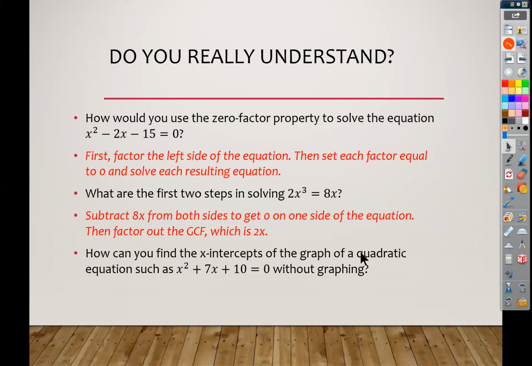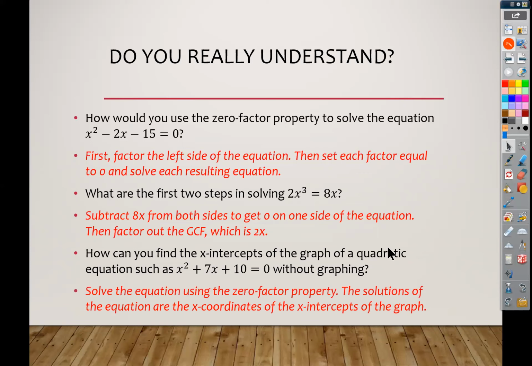How can you find the x-intercepts of the graph of a quadratic equation, such as x squared plus 7x plus 10 equals 0 without graphing? You solve the equation using the zero factor property, which is setting those factors equal to 0. The solutions of the equation are the x-coordinates of the x-intercepts of the graph.